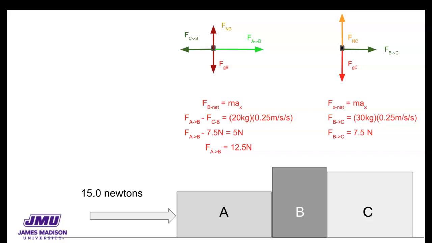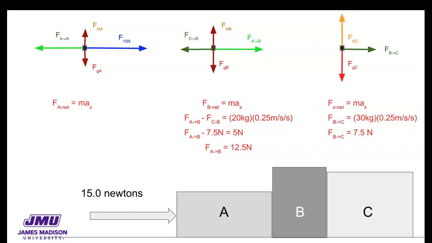Let's take a look at box A here. Box A has gravitational force and a normal force also that we know will add up to 0 net force in the y direction. We know that box A interacts with box B, so it has that interaction force B on A. We also know that there's 15 newtons given to us pushing to the right on box A.